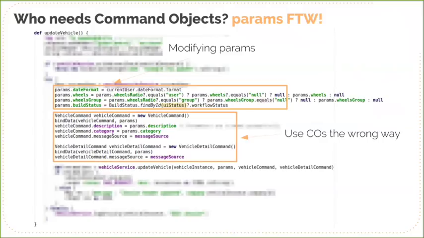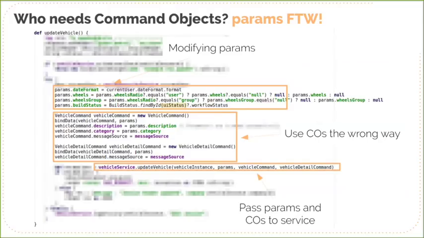Then here you use a command object, but in the wrong way, because you instantiate the command object here, you call the bindData method, and then you even modify the values after the binding because maybe, I don't know, you are not sure. So this keeps growing, as I said, because Grails can do all this for us. And finally, what happens here is that we are passing params again, and also the command object, to the service. So you get extra points for doing things wrong.